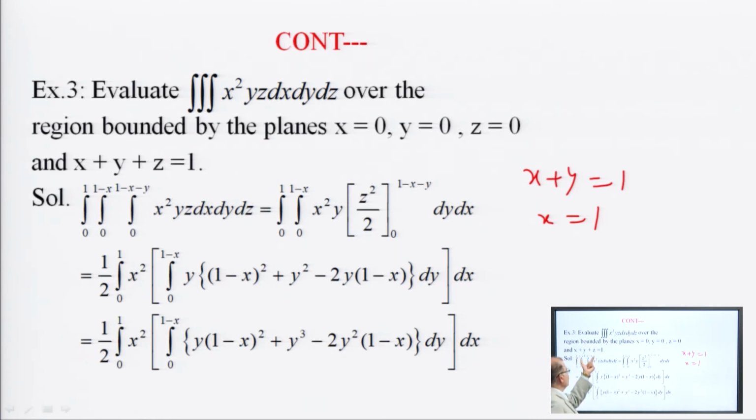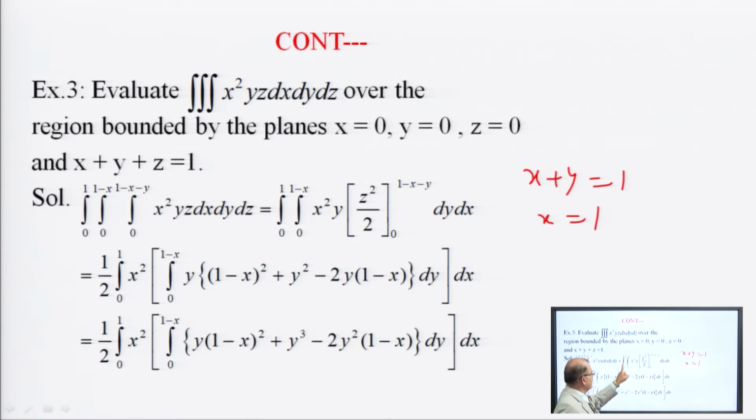Since z contains 2 variables, we integrate first with respect to z, that is z dz. The integral of z is z square by 2, with limit 0 to 1 minus x minus y. Substituting the upper and lower limits, the lower limit becomes 0 because z is 0, and the upper limit gives x square y times 1 minus x minus y whole square by 2.